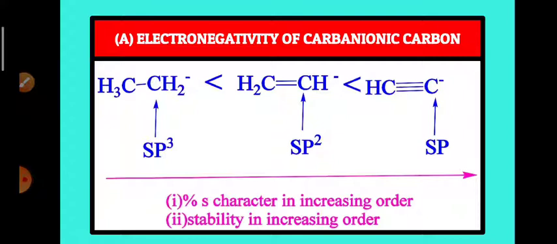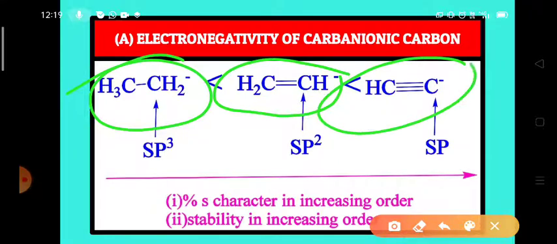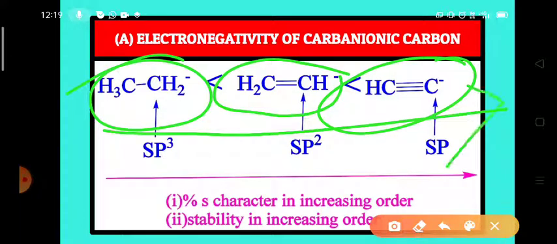So here, compared to the alkyl carbanions, vinyl carbanions have more stability. And compared to the vinyl, ethynyl carbanions have still greater stability. Okay, so this is the stability increasing order.